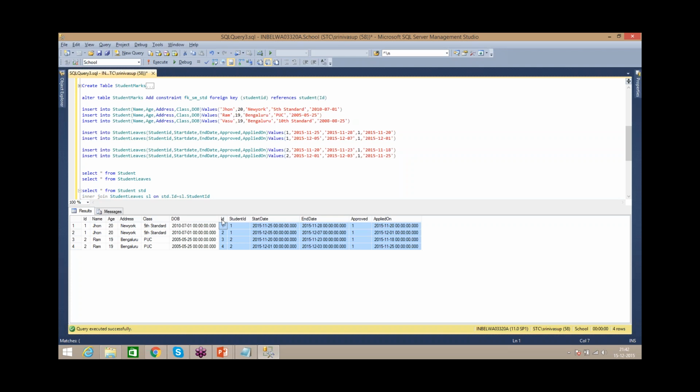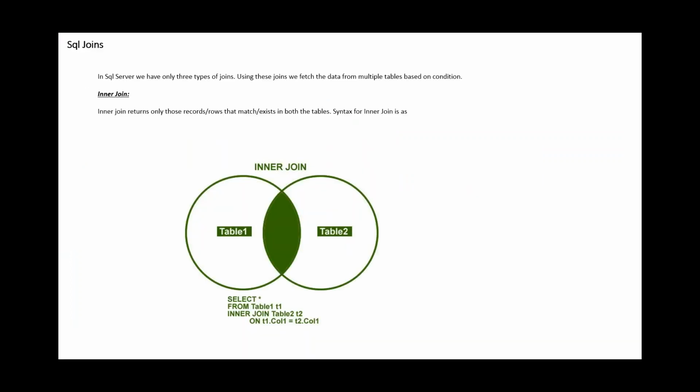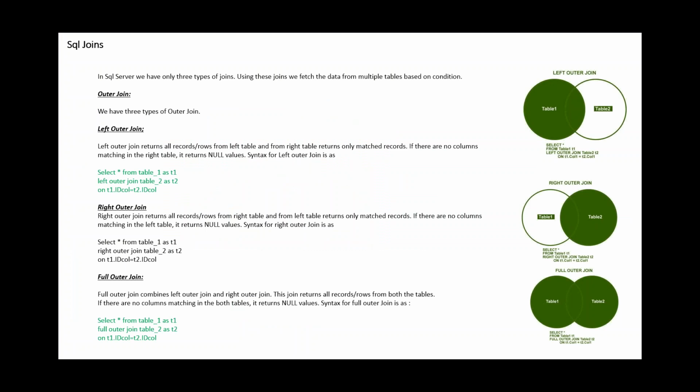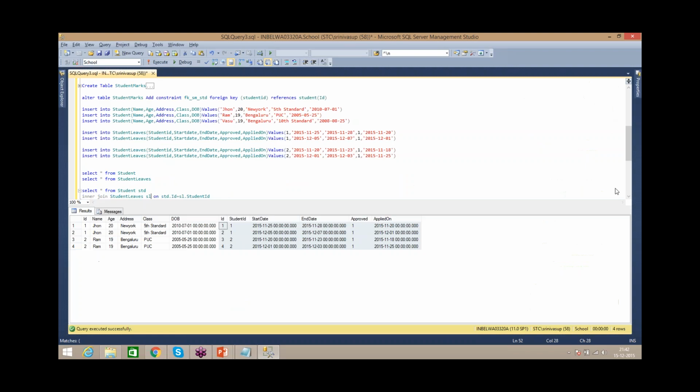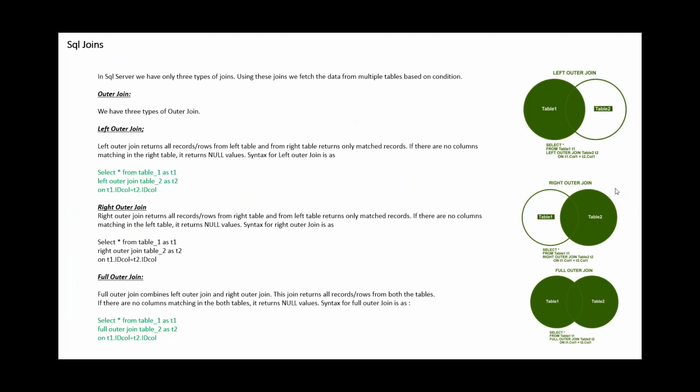Okay, guys. So this is what inner join is. Now we have outer joins. If you see the diagrams, outer join means in this also we have 3 types of outer joins. Using these joins we fetch the data from multiple tables based on a condition. These outer joins are specialized conditions. So we have 3 types, and I will explain each one individually.